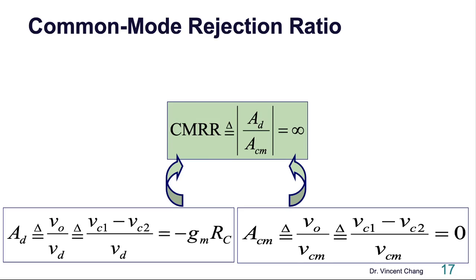But think about this. In reality, the common mode gain would not be 0, right? Because there is no perfect twin. Even in the integrated circuit process, there's no perfect match. A little bit of variation causes a little bit of mismatch on both sides, and then will cause a non-zero common mode gain.